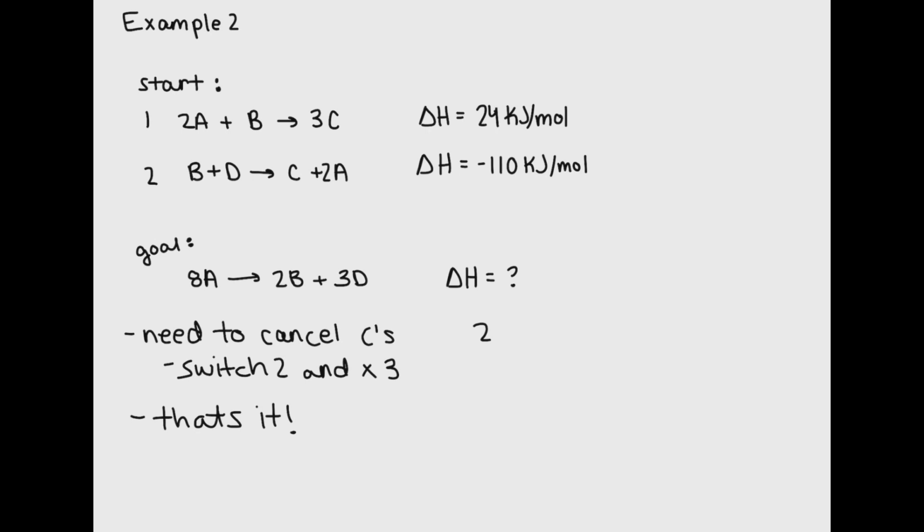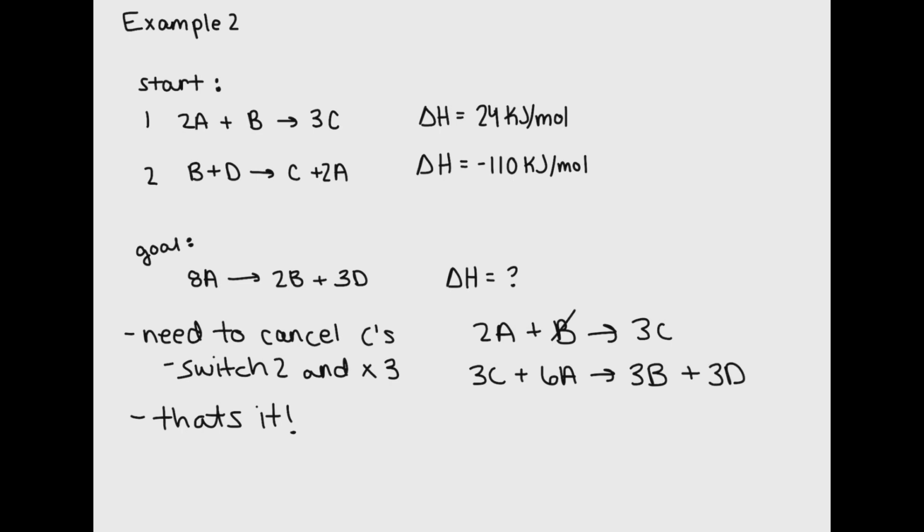Let's start from the beginning just to prove it to ourselves and practice our rules. So we start with 2A plus B goes to 3C, and we're going to leave that equation alone. Next, we're going to flip our second equation so the C is on the reactant side, and we're going to multiply it by 3, which gives us 3C plus 6A goes to 3B plus 3D.